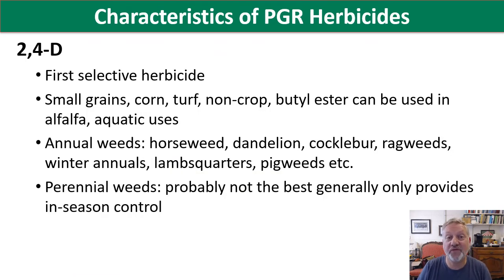2,4-D was actually the first herbicide ever discovered and commercialized, and it turned out it was an auxin mimic. It was the first selective herbicide, and it's used in all these situations, mostly on annual weeds, but also some perennial weeds, even though they don't work as well on perennials as they do on annual weeds.